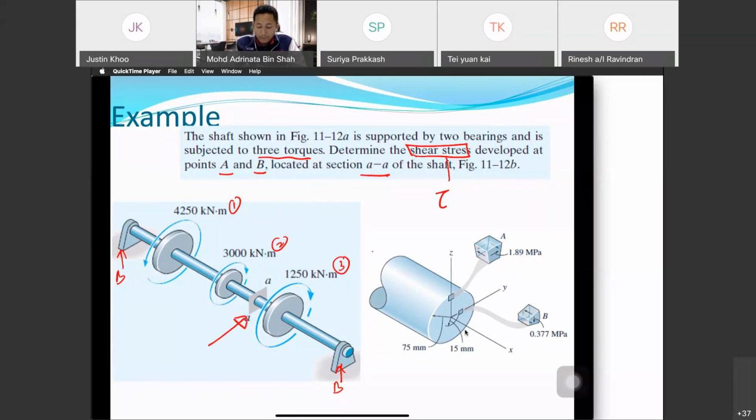So here, located here. So we have, okay, here A and B. Okay, so there are 2 points located at section AA, the cross section of AA, and we have 2 points to analyze, which is point A and point B. So from tau is equals to T C over J, you can calculate your J, okay, because given radius is 75 mm. So J is equals to pi over 2, 0.075 to the power of 4.